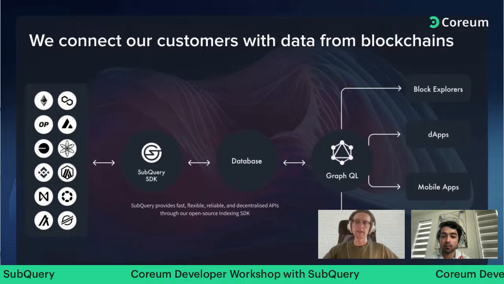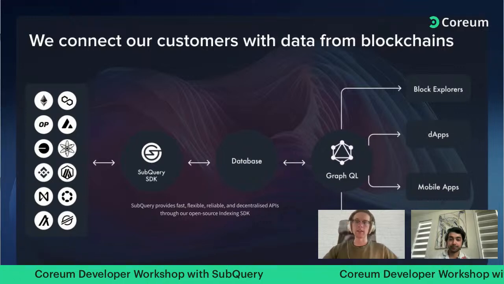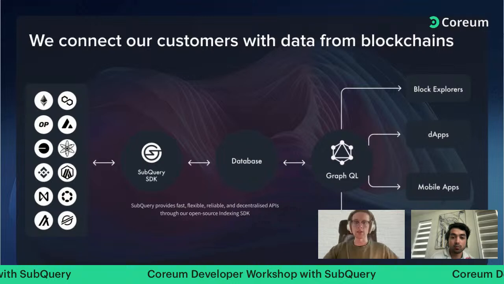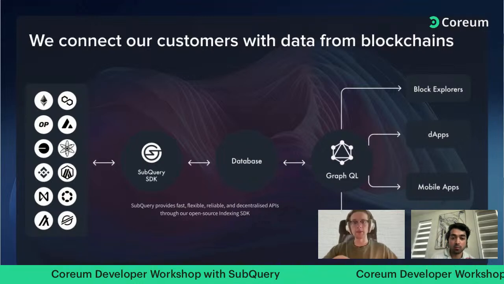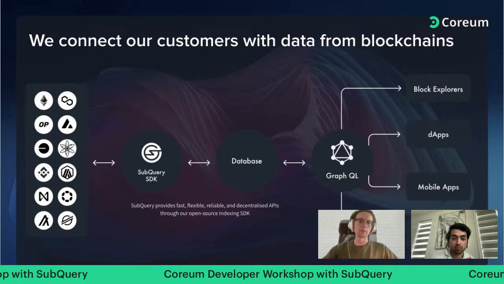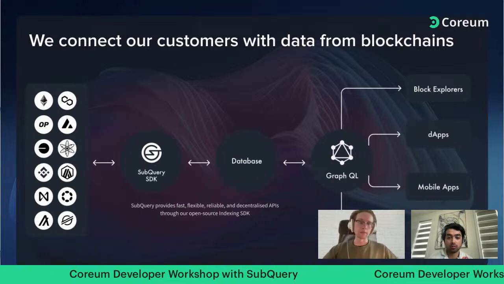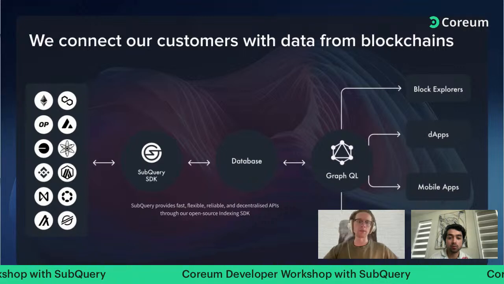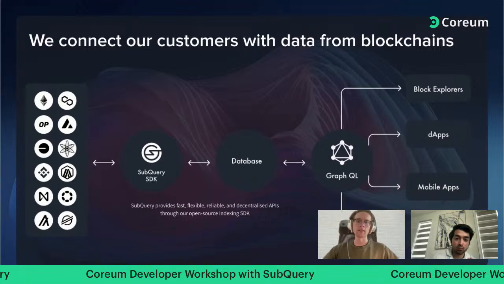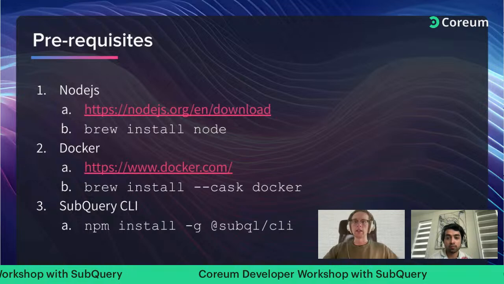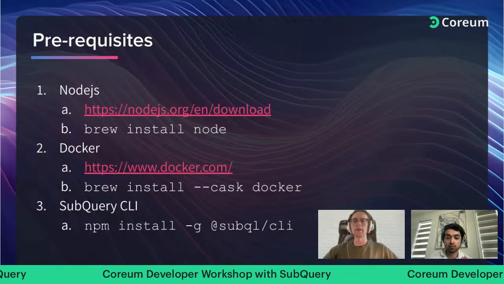So essentially, this is a stack. The SubQuery SDK is just a tool that connects to blockchains. Then it filters data to a database, and this database is served by GraphQL, so that explorers, dApps, mobile apps, analytics, or any other kind of apps could query the filtered data needed for the specific use case of the specific product. It's really easy to get started with.